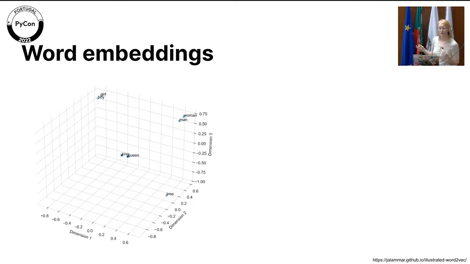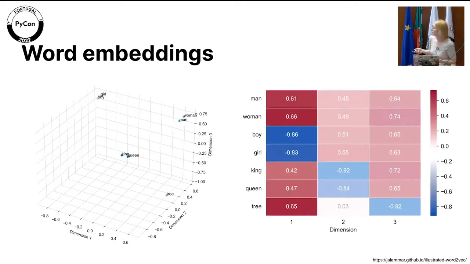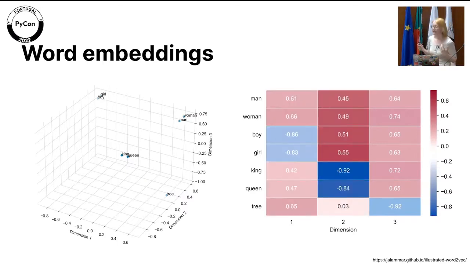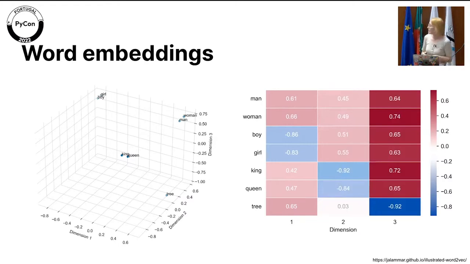So if we take the coordinates of these words in this 3-dimensional space, what we can see is we get some patterns. So in the first dimension, girl and boy are quite similar. So maybe this dimension represents something to do with age. In the second dimension, king and queen are quite similar but different from everything else. So maybe this dimension represents something to do with class or nobility. And then in that final dimension, all the people are similar, but tree is off by itself. So maybe this represents something to do with personhood. So what these values are for each word are word embeddings.